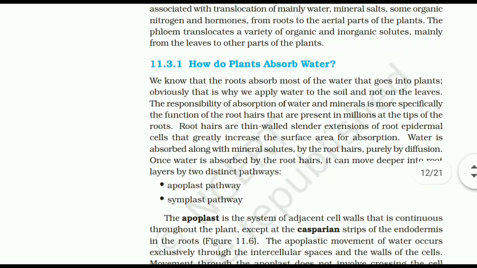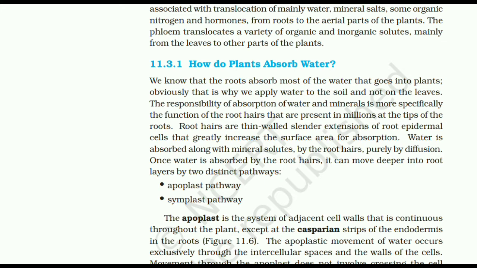11.3.1 How do plants absorb water? We know that the roots absorb most of the water that goes into plants. Obviously, that is why we apply water to the soil and not to the leaves. The absorption of water and minerals is more specifically the function of root hairs that are present in the region of maturation at the tips of the roots.